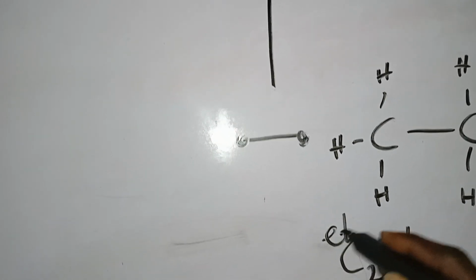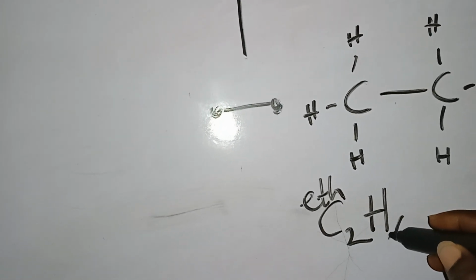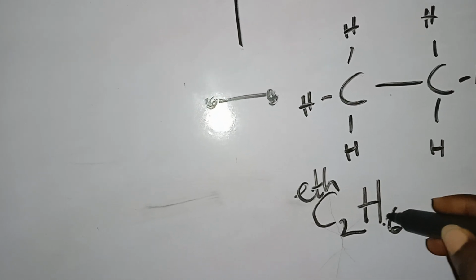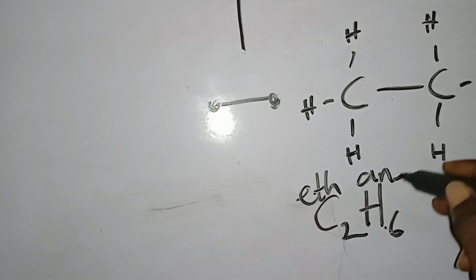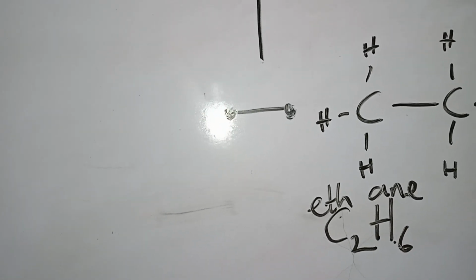Single bond. The hydrogen is complete. Assuming you lost hydrogen, it will not have up to 6. So for the fact that the hydrogen is complete, it means it's an alkane, single bond, ethane. So this is an ethane.